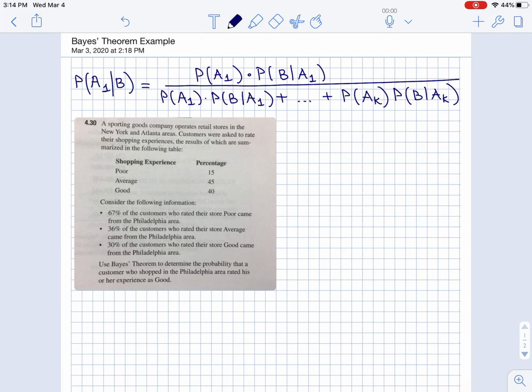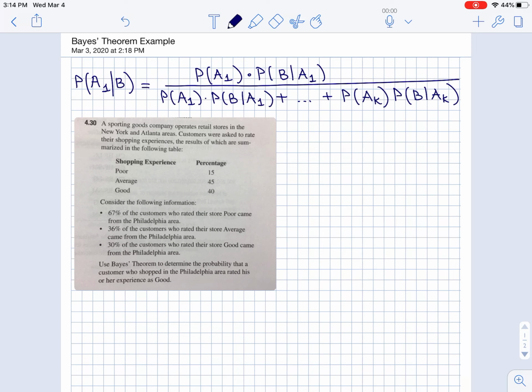Hello everybody. In this short video, I will show you how to use Bayes' theorem to solve application problems. And I will use a problem directly from your textbook. So here's a picture of problem 4.30. And you will have something similar on your online homework and on your next exam. So let's go ahead and see what we have here.